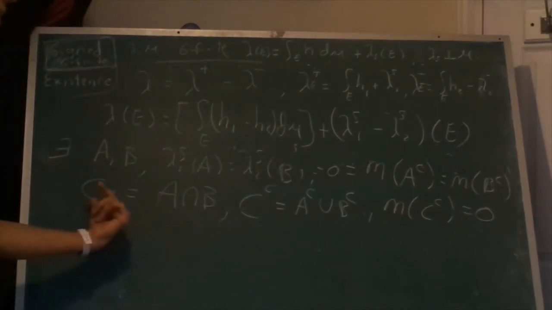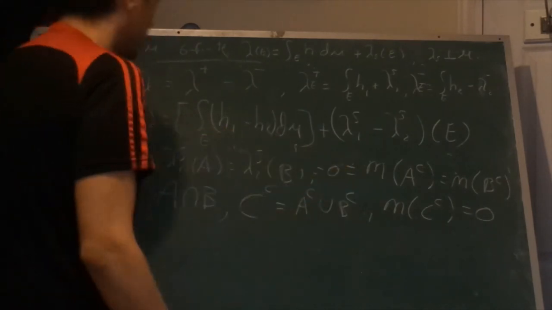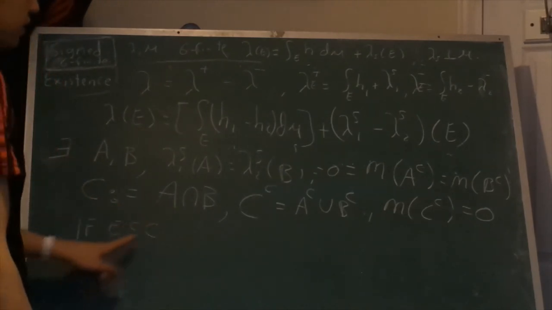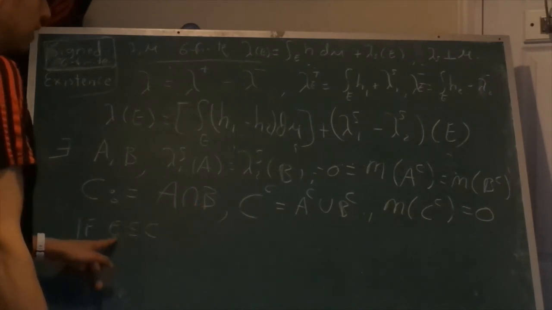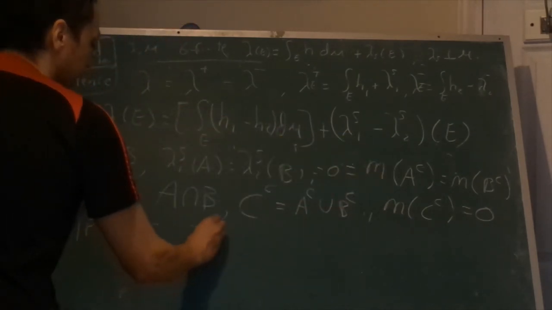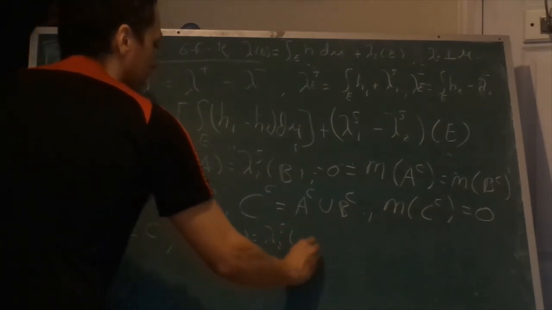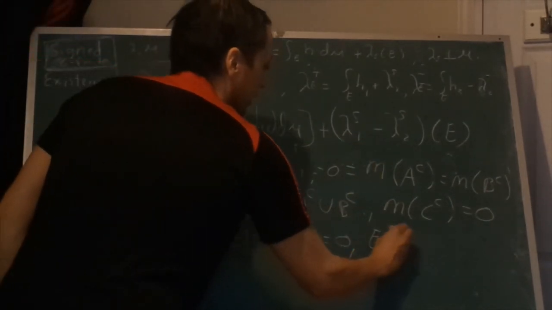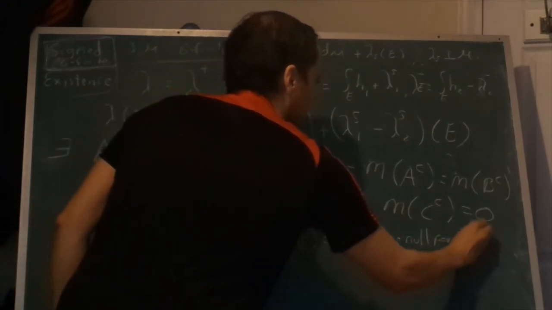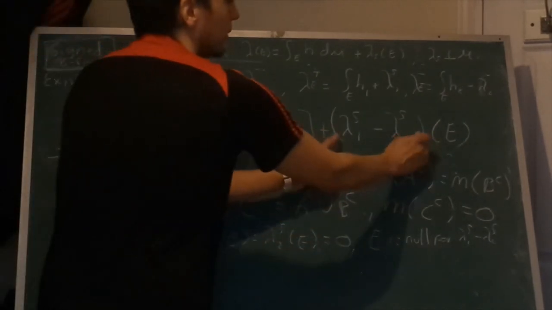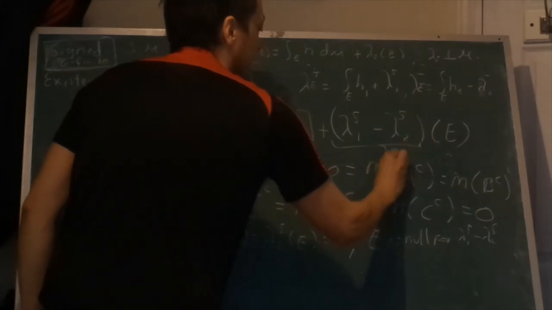Now, is C a null set for this signed measure? So if E is contained in C, then E is contained in A and E is contained in B. And on this set, both lambda 1 s is zero and lambda 2 s is zero. So lambda 1 s of E equals lambda 2 s of E equals 0. So this is a null set for this signed measure. So it's null for lambda 1 s minus lambda 2 s. And we're done. This proves that this is mutually singular with mu. So we call this part over here lambda s.